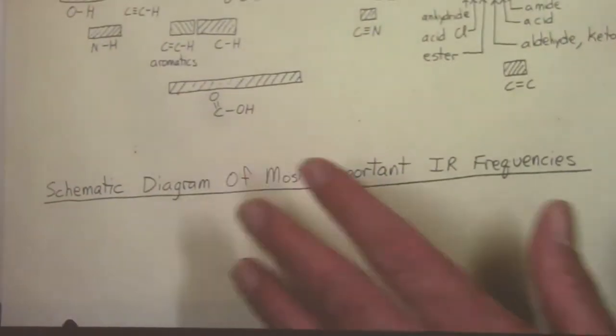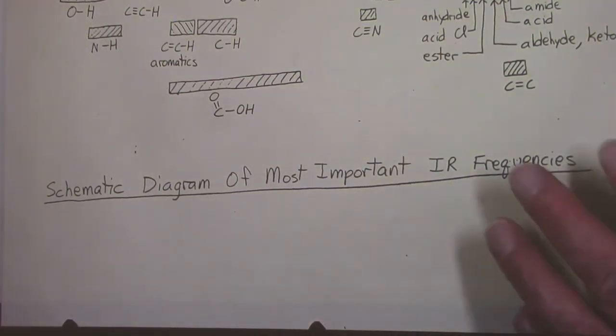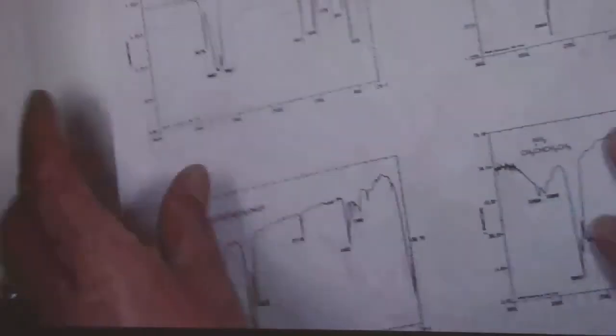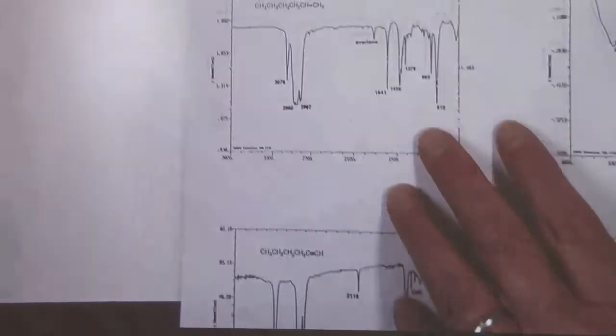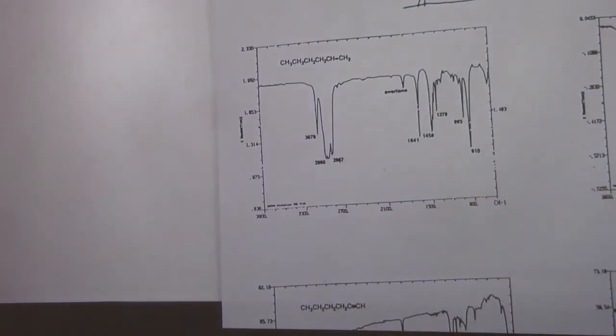This is just another way to look at the data. Some people would rather look at it graphically like this instead of a list. So that's why that is there. And now we're going to look at these individually. We're going to go through a couple of spectra so that you can see what the spectra look like.